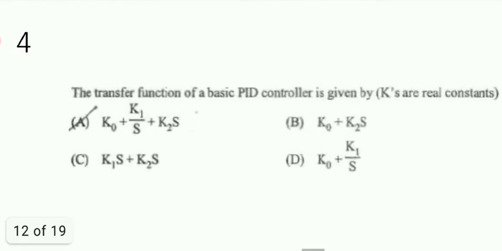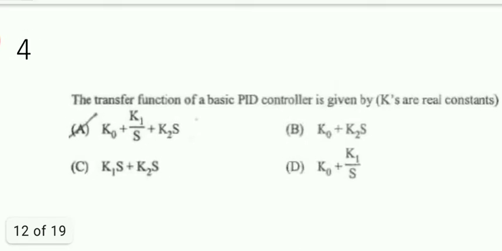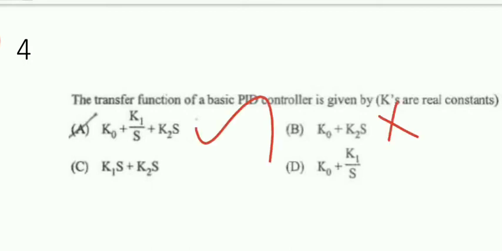Next one. The transfer function of a PID controller is given by... See, PID controller means you should have 3 factors, right? So out of all the 4, only this has 3 factors, right? So this is not, this is not, this is not. Anyway, it is proportional. Integral means we know in the Laplace transform integration will have 1 by s. So integration gives 1 by s, differentiation will have s. So option A is the right answer.